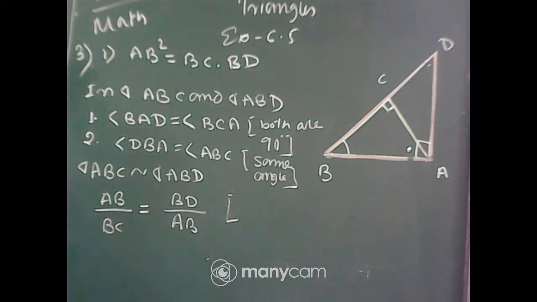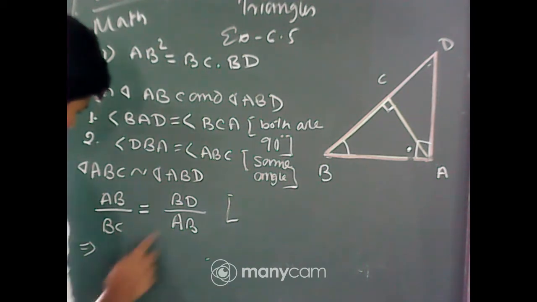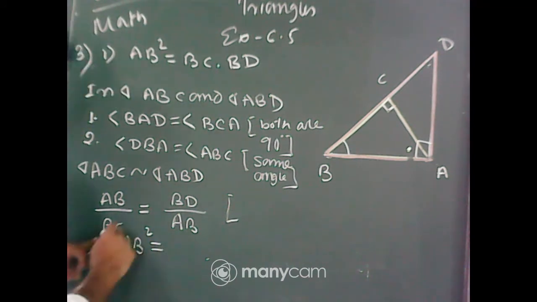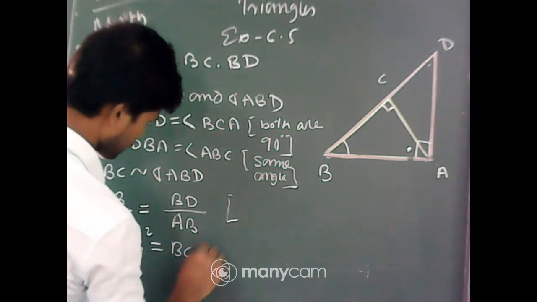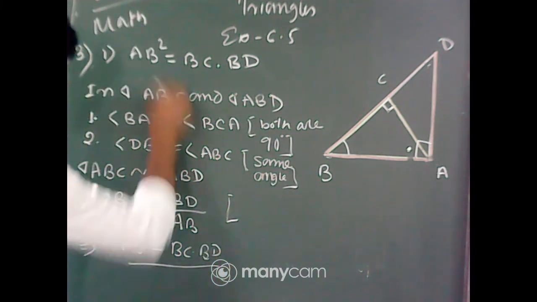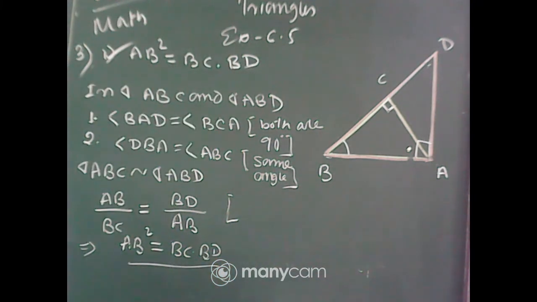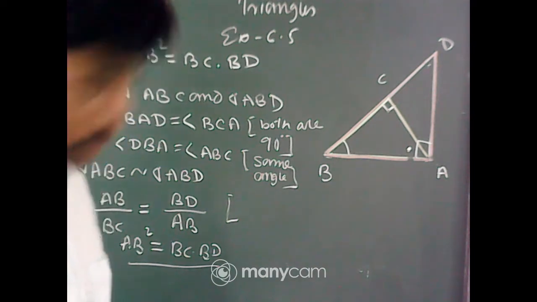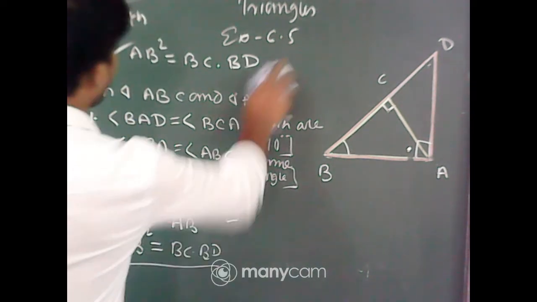Now do the cross multiplication. So we have AB into AB, that is AB square, is equal to BC into BD. And hence the first part is proved. Now tell me, do you have any problem in any step here? No problem? Okay, so now let's move to the next part.